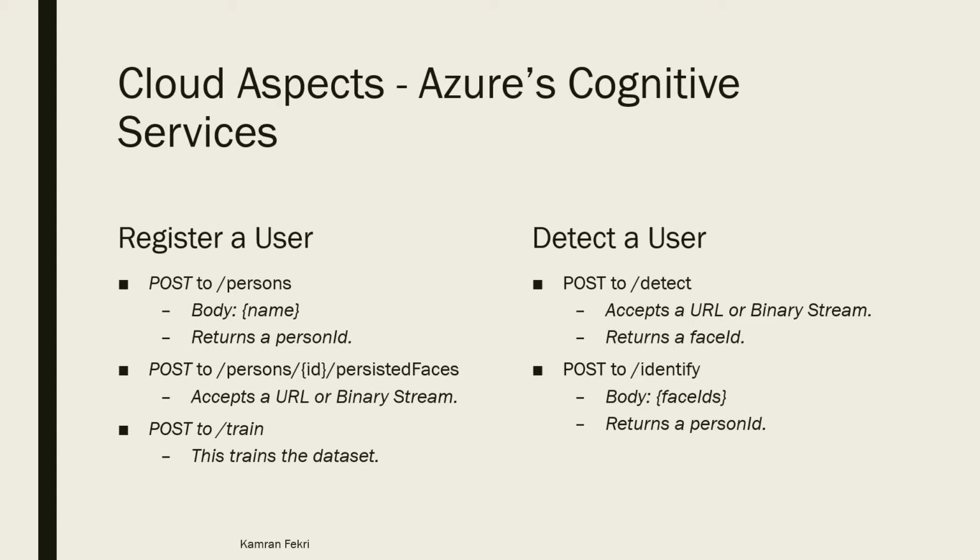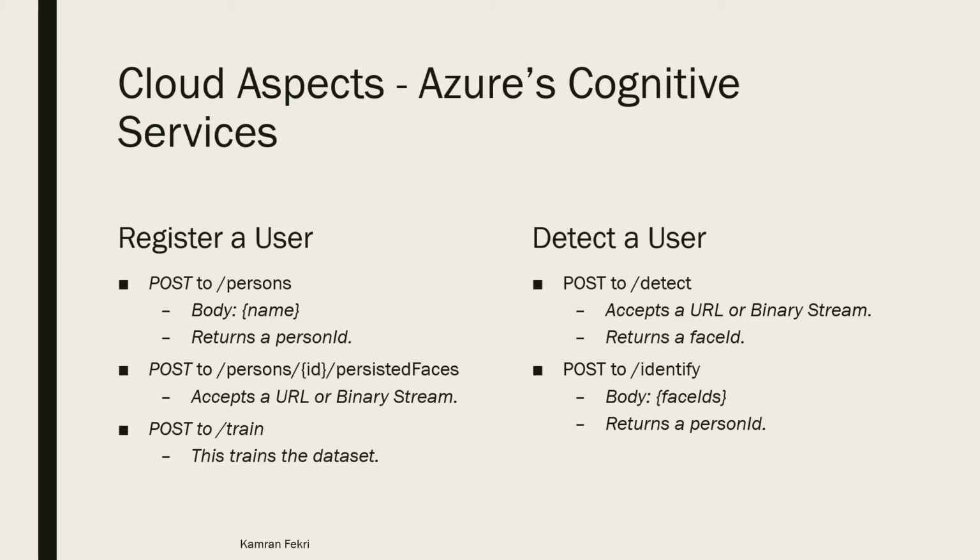The next step is to add faces to this new person. To do this, you use the persisted faces endpoint, and it accepts in the body a URL of the image, if the image is already on the internet, or a binary stream. We use this option because the image lives locally on our computer. After these two endpoints, you need to call train to train the data set. This is relatively fast, especially if you're just using a few images for one person.